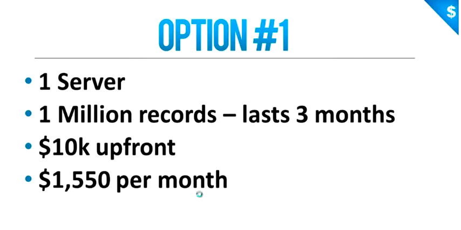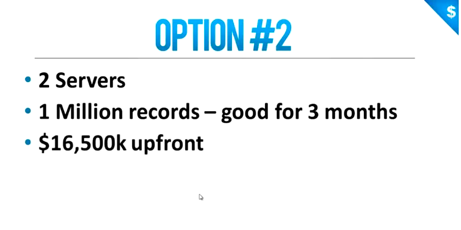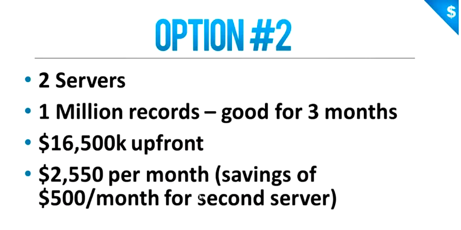Okay. Option number 2 is real simple. We've simply added a server. So you get 2 servers. You get the million records still, of course, which would be good for 3 months. We would recommend grabbing another million records from one of your sources for that second server. This will be $16,500 up front and $2,550 per month. So basically you're saving about $500 a month when you add that second server, which is awesome because that equates to direct profit right back into your system.